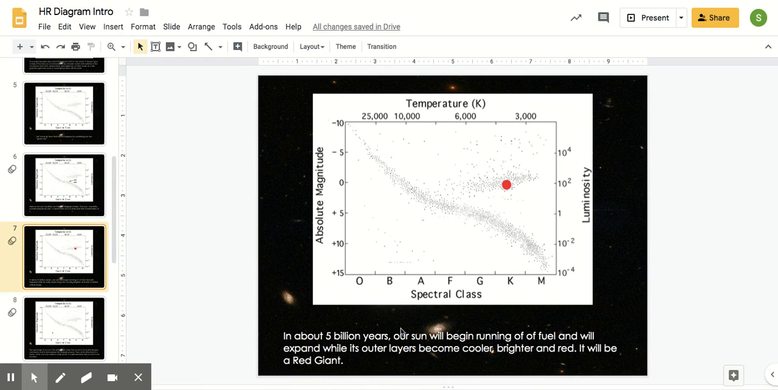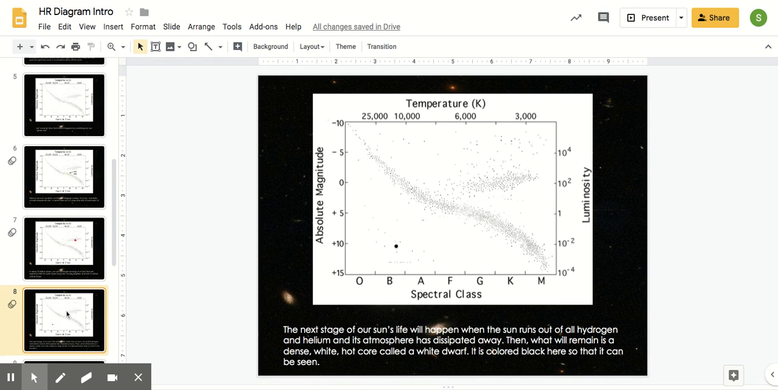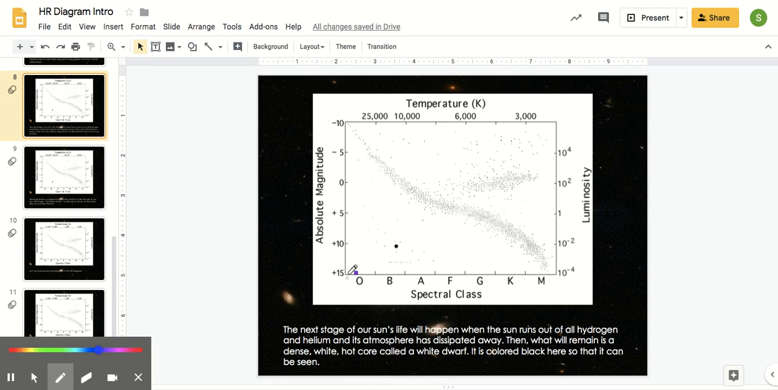As our sun begins to run out of fuel, it's going to expand and become what is called a red giant. So you can see it has now moved up here to this part of the graph. Once it starts to fully run out of hydrogen and helium, the core of the star gets really dense and it becomes what we call a white dwarf. So it is found in this lower quadrant of the graph. As you can see, it also gets hotter at this stage. Now it is a B class star.